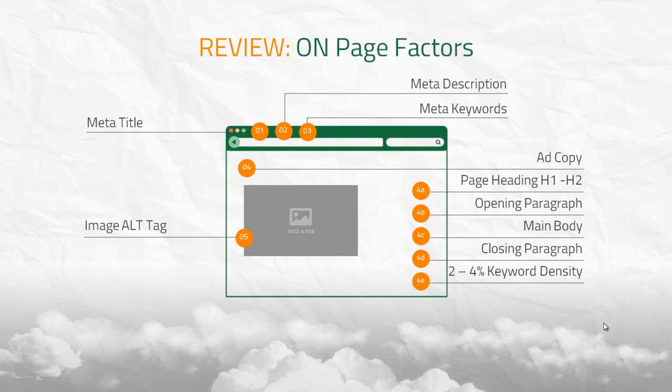Alright, so let's quickly review what we just went over. We talked about the meta title, meta description, meta keywords, the meta information, and the importance of those. We also talked about ad copy and all the parameters that need to be included in there, like the page heading, opening paragraph, main body, and closing paragraph, and then also making sure that the keyword density of the keywords that you used in the meta tags are found in there about 2 to 4% of the time. And then lastly, we talked about alt image tags and the things that we can look at there.